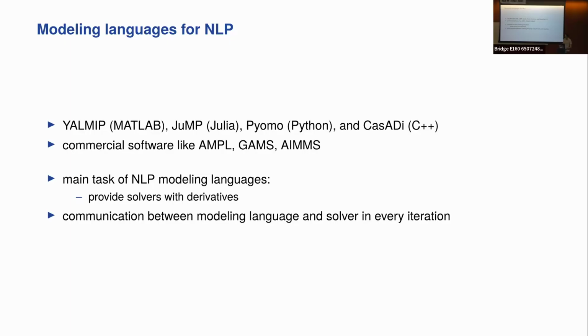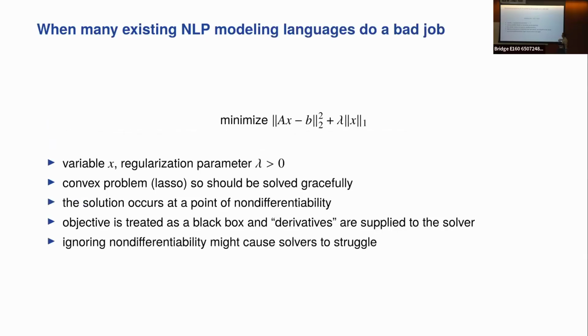This sounds very abstract, but to make it more concrete, we have a very simple example here where many of the existing modeling languages I have tried failed. This is just a convex optimization problem. It's a lasso problem, and since it is convex, we expect that it should be easy to solve.